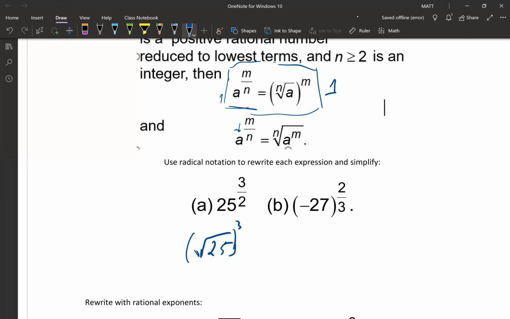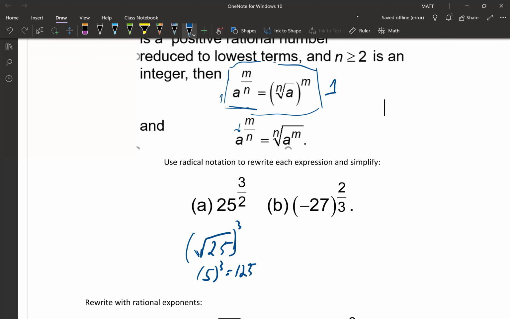Now remember, since we're taking the square root of something, we have to only take the positive case, right? So the square root of 25 is a positive 5, and that's to the third power still. And 5 times itself 3 times is 125. Okay, easy enough.